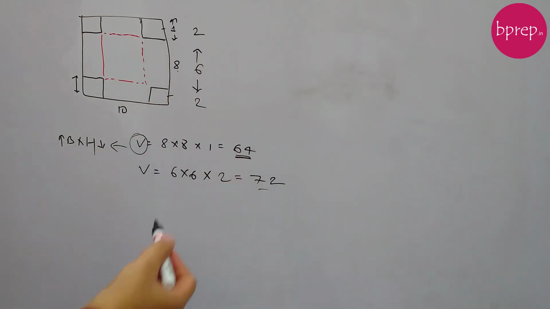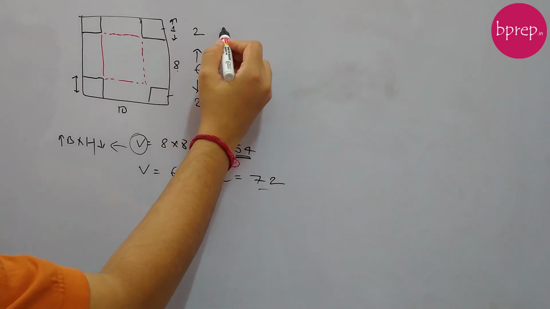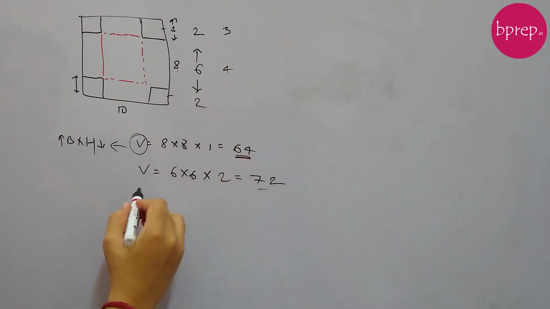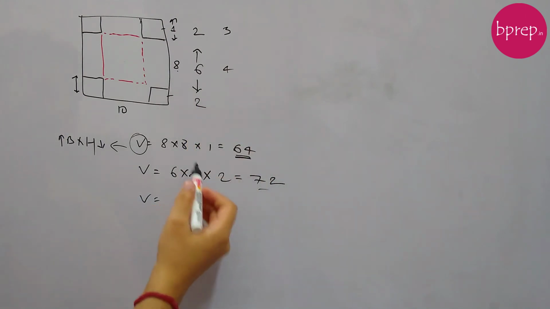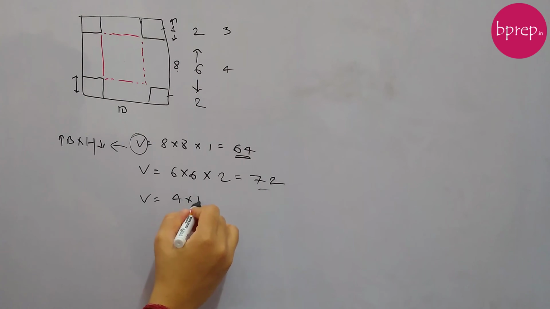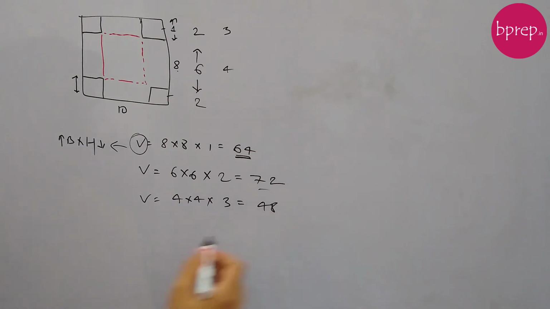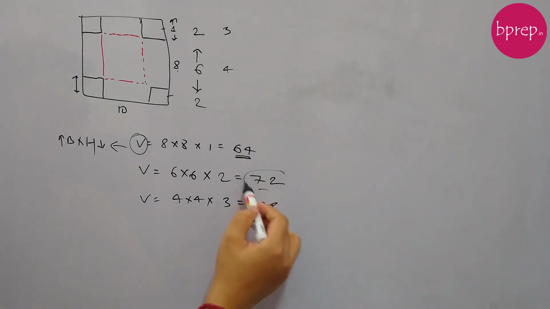Okay. So we can try for other values as well. So if we have removed 3 inches, then this portion would be 4. So then the volume in that case would be 4 into 4 into height 3. So this would be 48. Now from hereafter, volume will always be decreasing when we remove more and more area from the corners. So hence for this question, 72 is the correct answer.